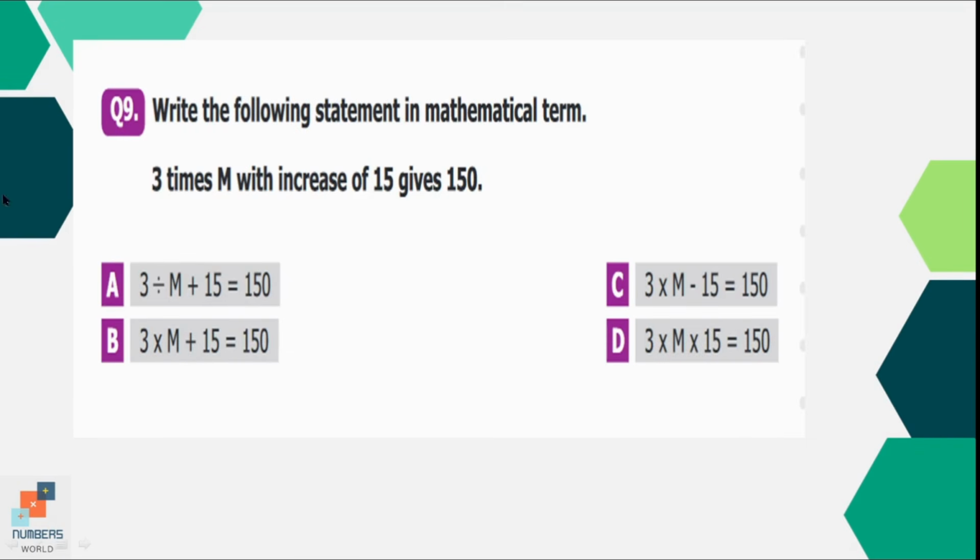Question number 9. Write the following statement in mathematical terms. 3 times m with increase of 15 gives 150. Times means multiplication, increase means plus, and gives means equal. So here 3 times m means 3 multiplied by m, with increase of 15 means plus 15, gives 150 means is equal to 150. So option B is the correct representation.